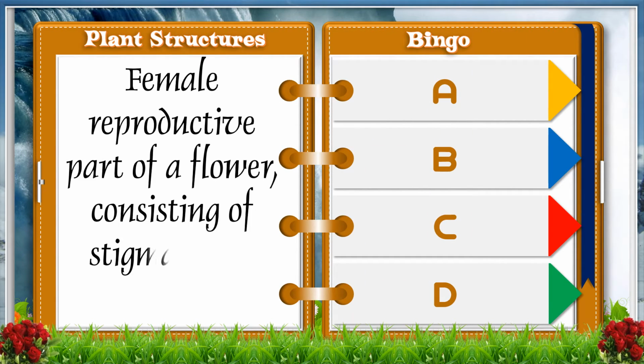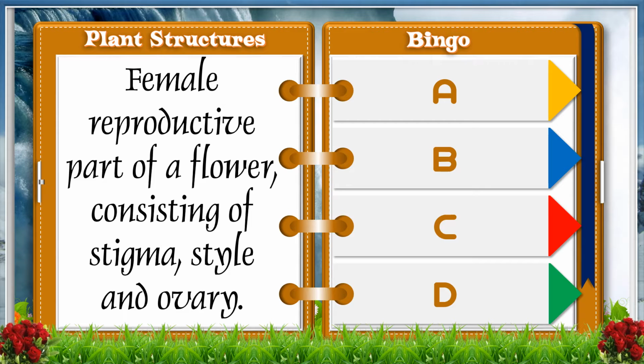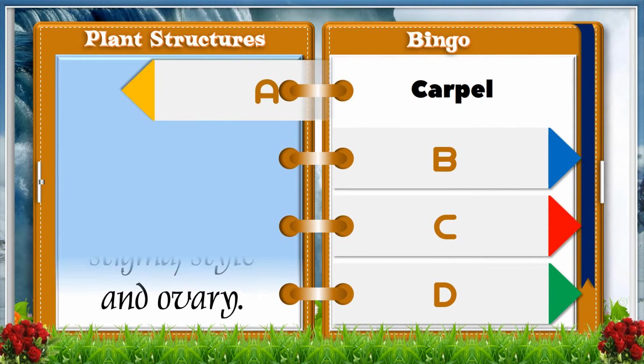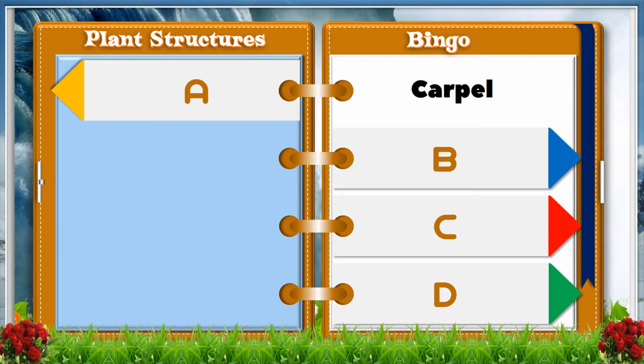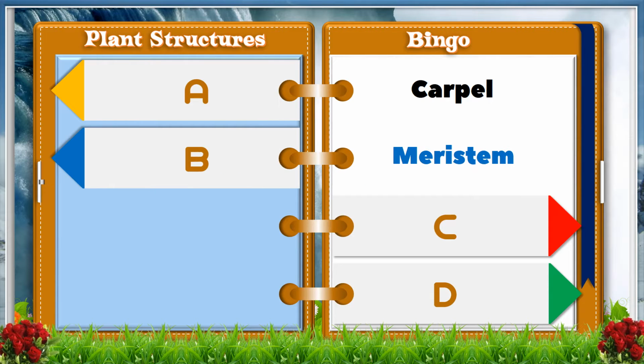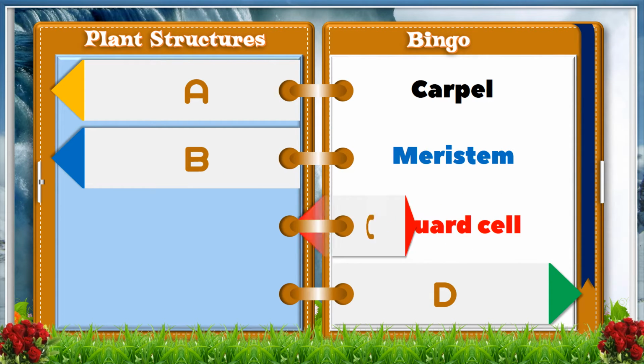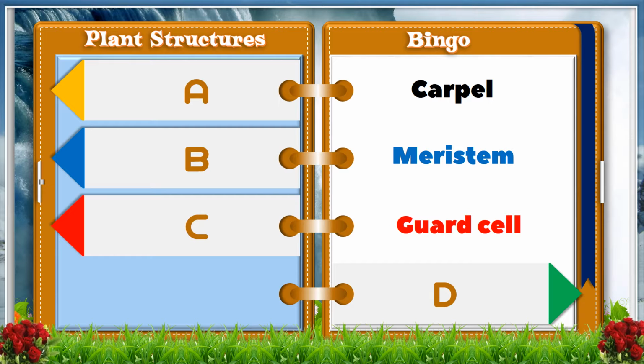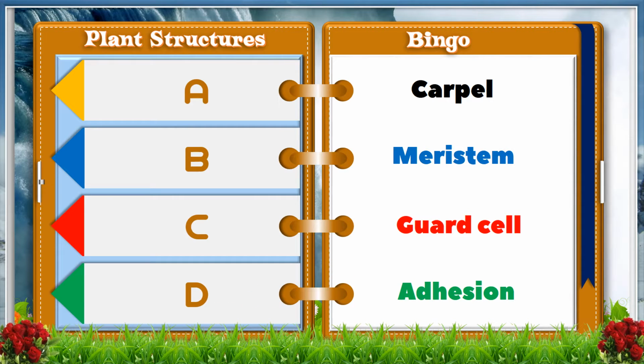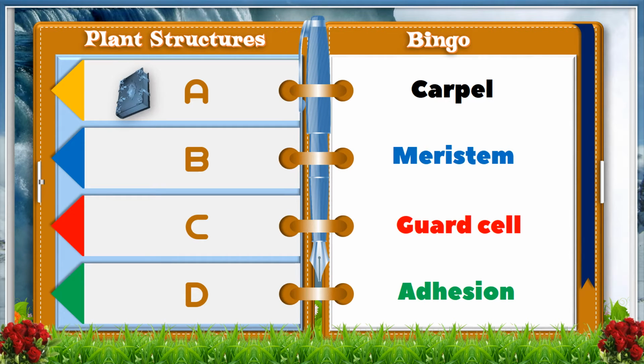Female reproductive part of a flower, consisting of stigma, style, and ovary. A. Carpel. B. Meristem. C. Guard cell. D. Adhesion. And the answer is A. Carpel.